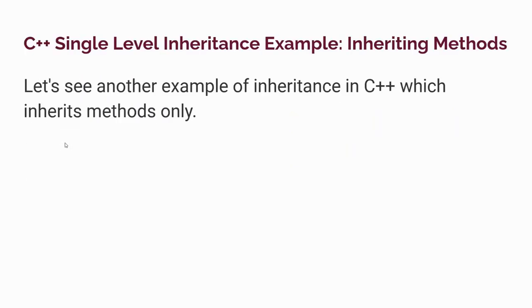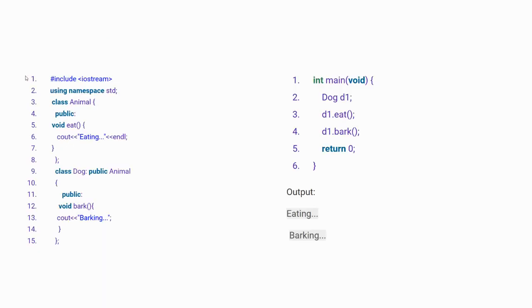We will see another example in which it inherits only methods. We have created a class named animal. In that we gave the public access specifier, and under it we wrote a method named eat(), in which we are printing eating. After that we created another class named dog colon public animal. In that we wrote the public access specifier and a method named bark(), in which we are printing barking.